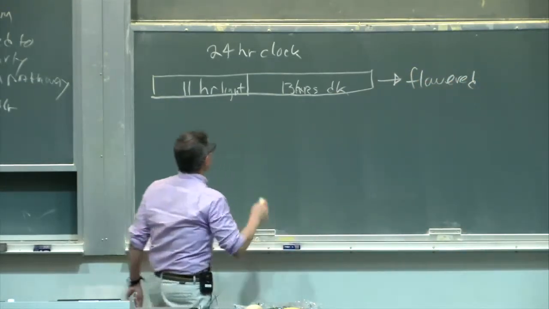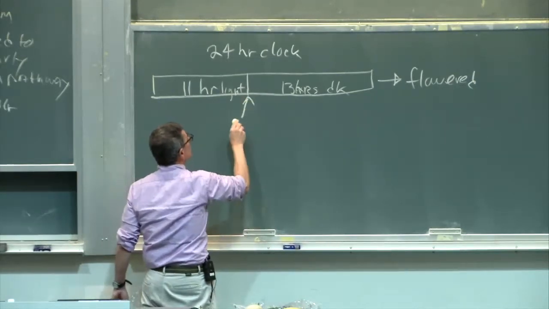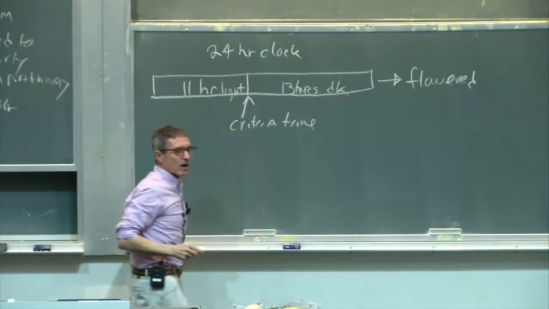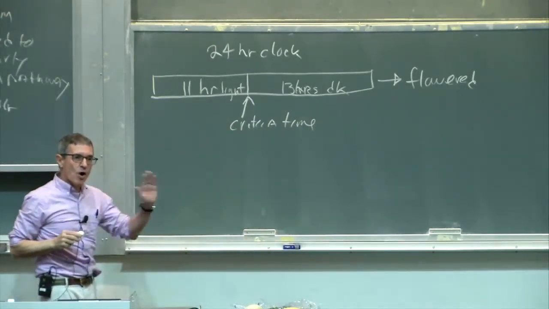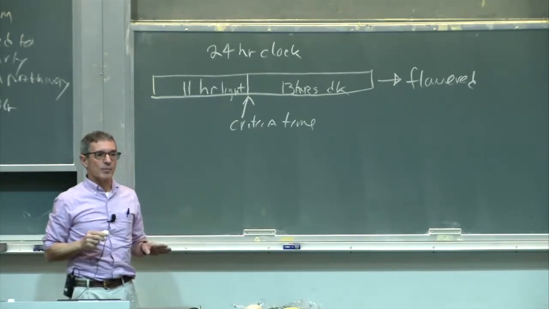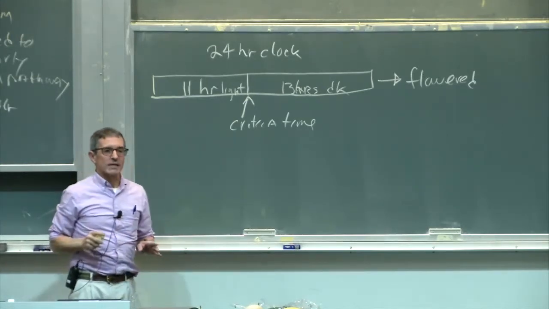And they found that the critical time then was 11 hours. If there was more light than 11 hours, the plants wouldn't flower. Very important point.